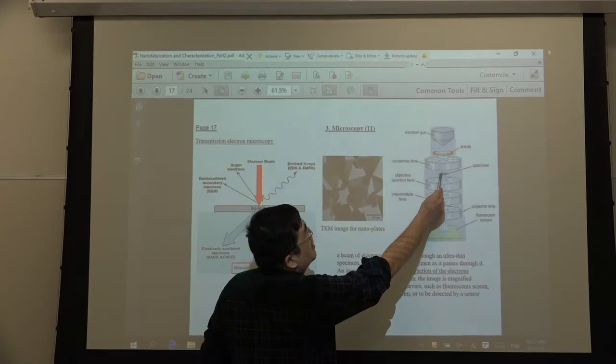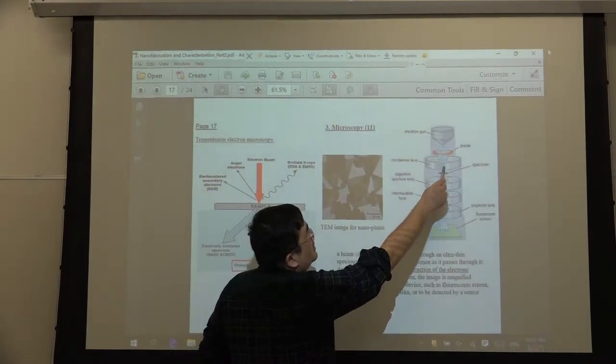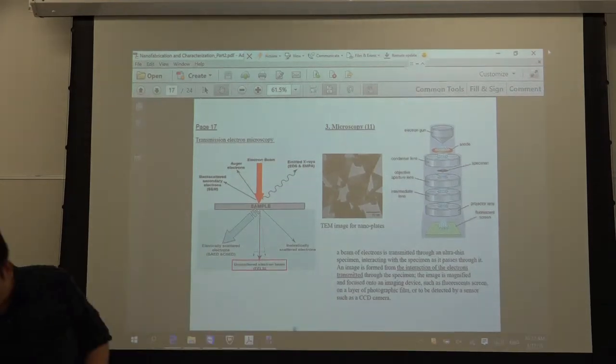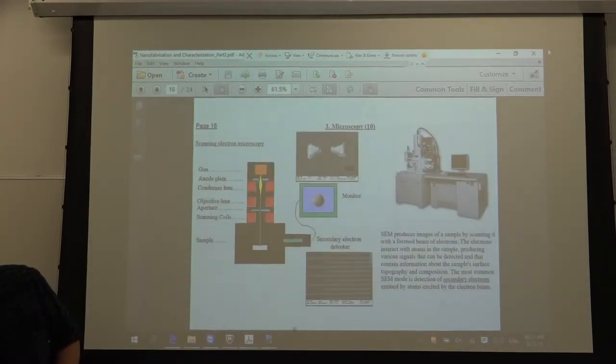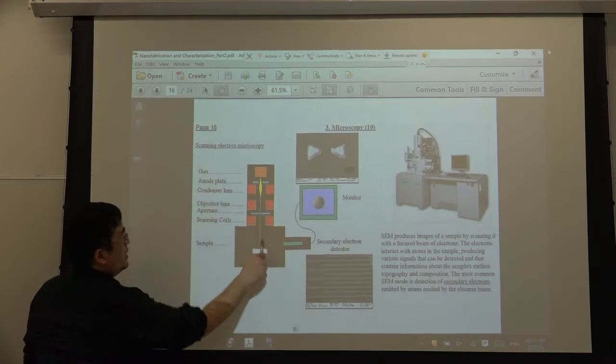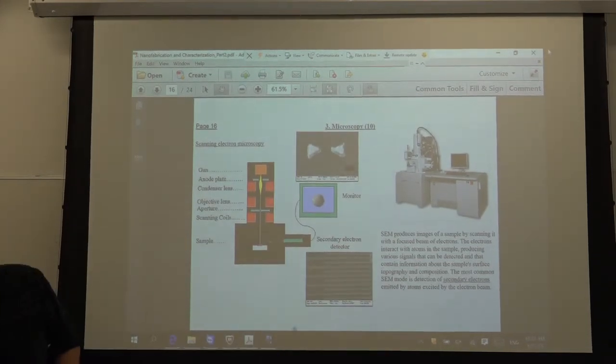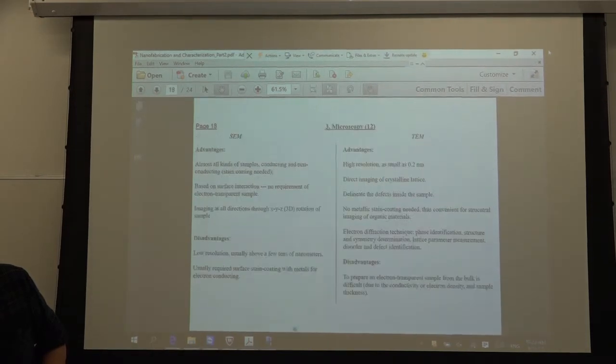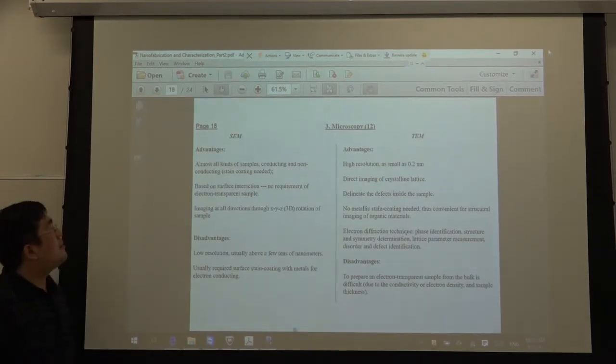So you can say this is a sample. They condense the electron beam. They are transmitted and collected. So SEM is not transmitted, just reflected. You can see from here, they reflected. So this is a basic difference between them. This last page just compares SEM and TEM.